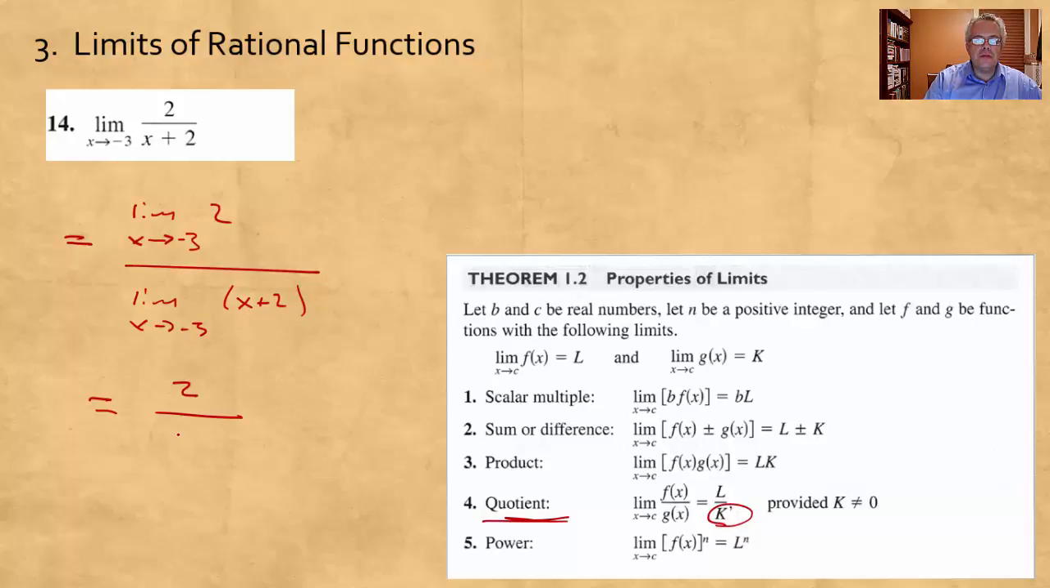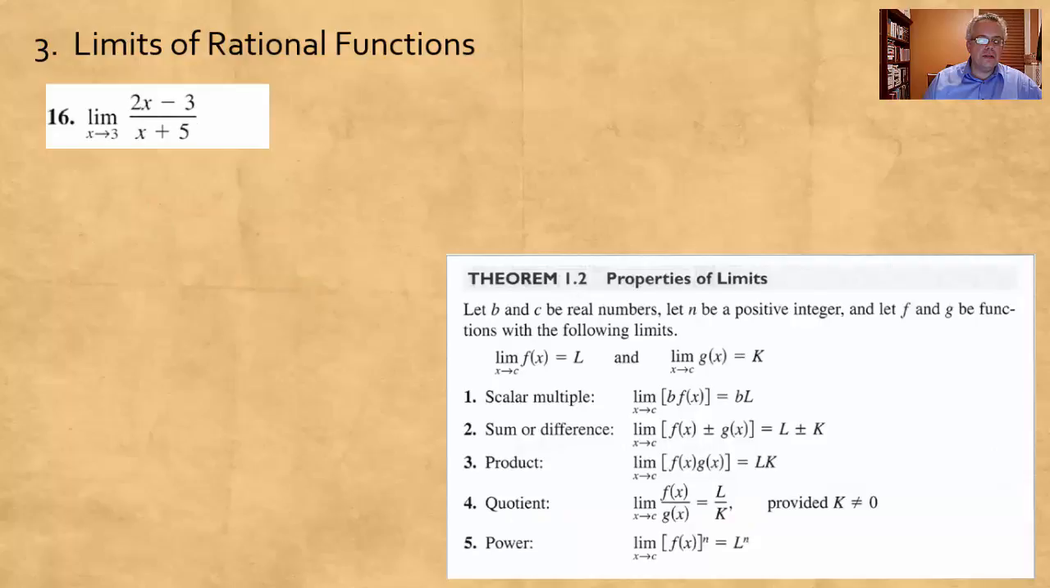Negative 3 plus 2 is negative 1, which is negative 2. All right, that would have been the same thing if I just evaluated it. 2 over negative 1 plus 2 is 2 over 1, which is 2. Well, where did I make a mistake? Oh, it's approaching negative 3, that's why. And that would be negative 1 and negative 2.